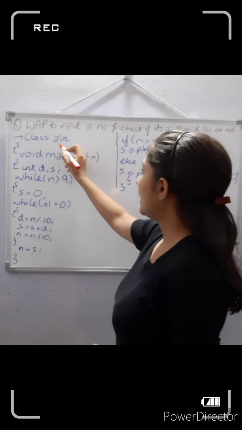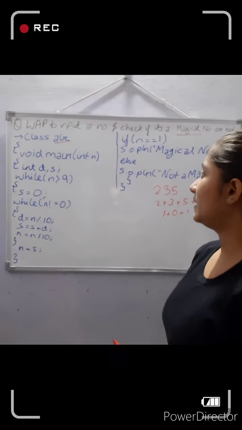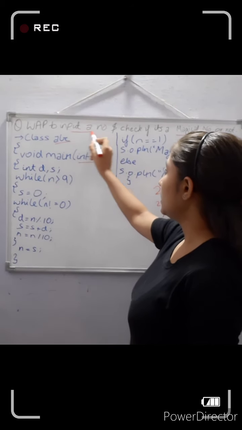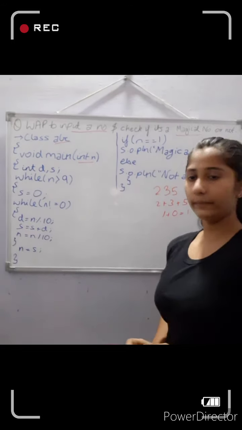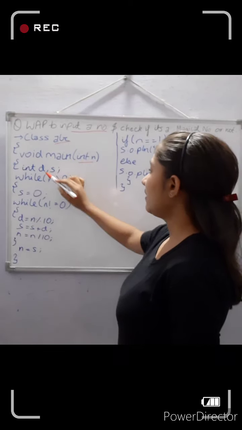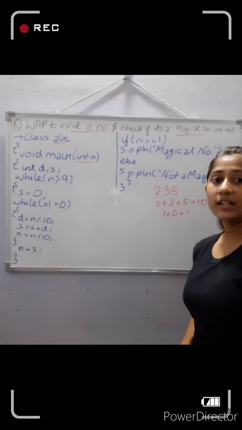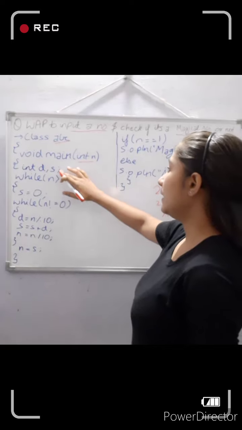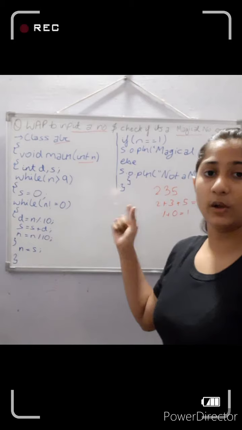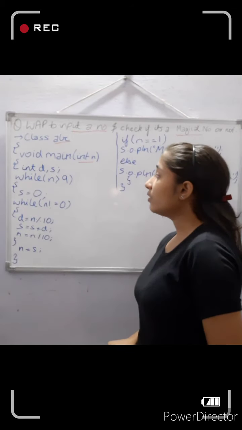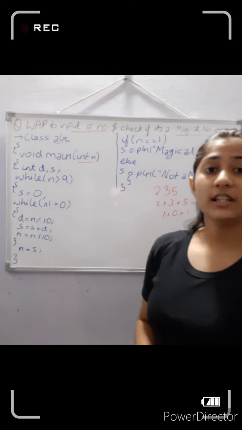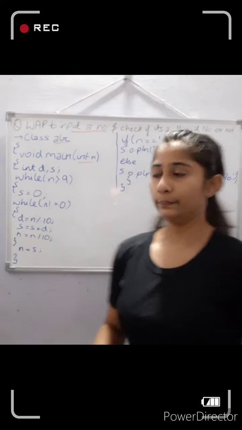Class ABC, you can take any class name. For example, I've taken class name ABC. In void main, you have to write integer n as the question is asking the user to input a number. Okay, now int d and s. Over here, we have taken a variable d to extract the digits of the number and a variable s so that we can store the value of the sum of the digits in this particular integer. Okay, so we have not mentioned over here what is the initial value of s. We are going to mention it later and I'll tell you the reason why.